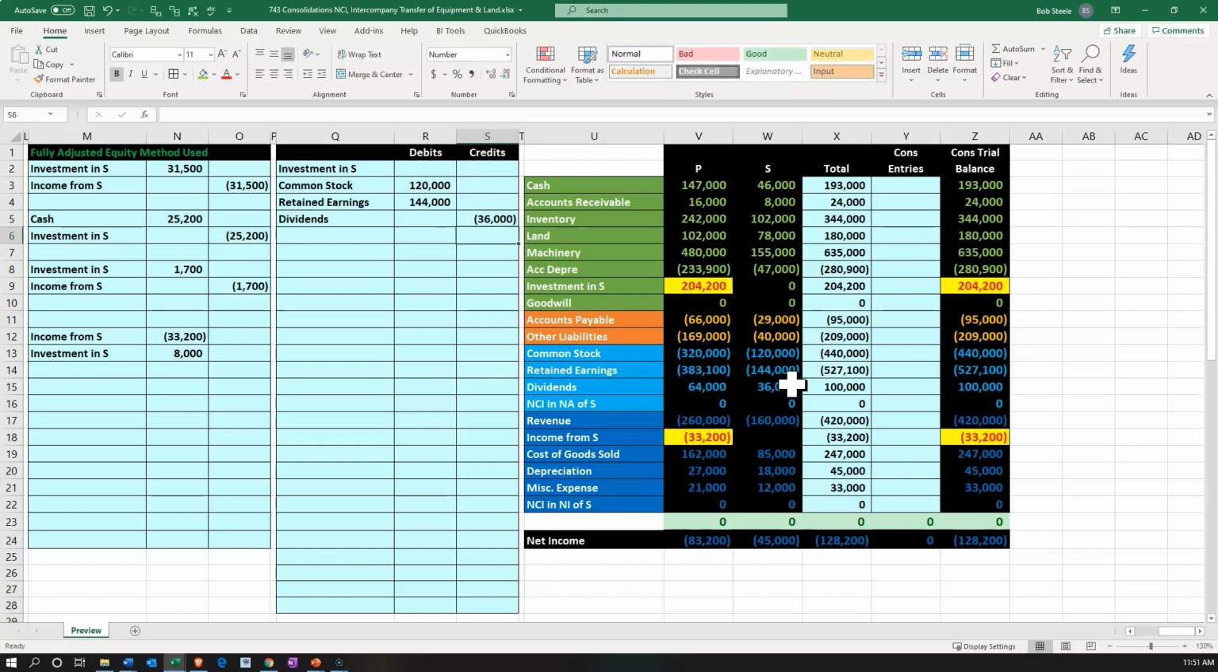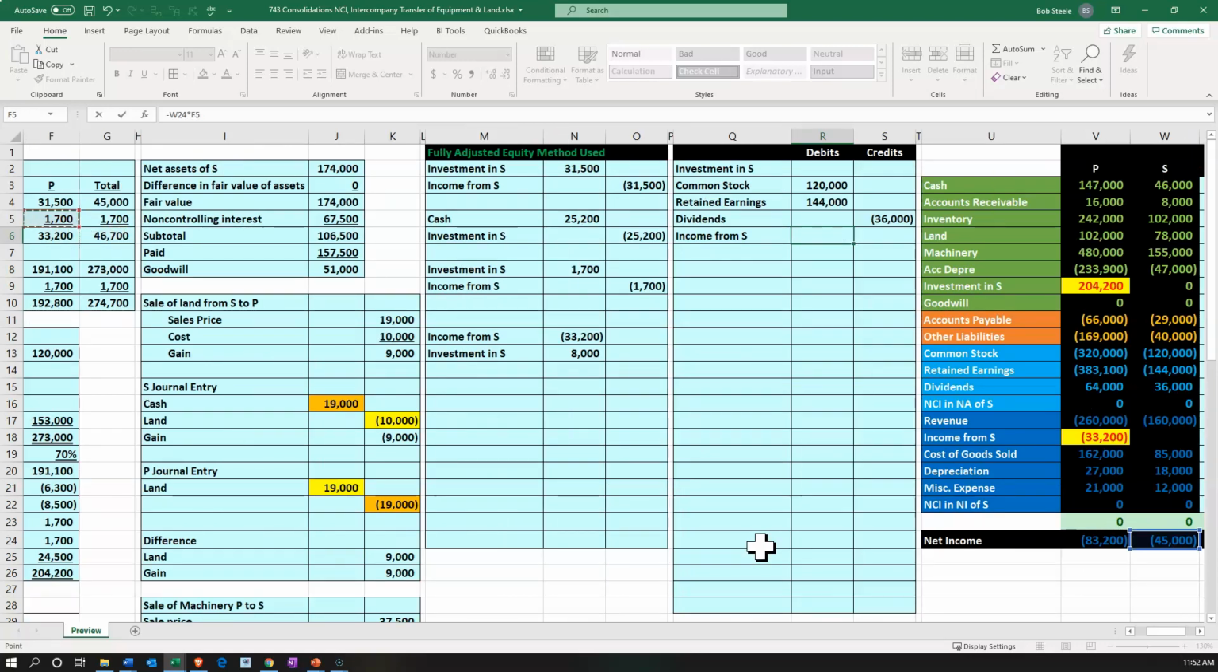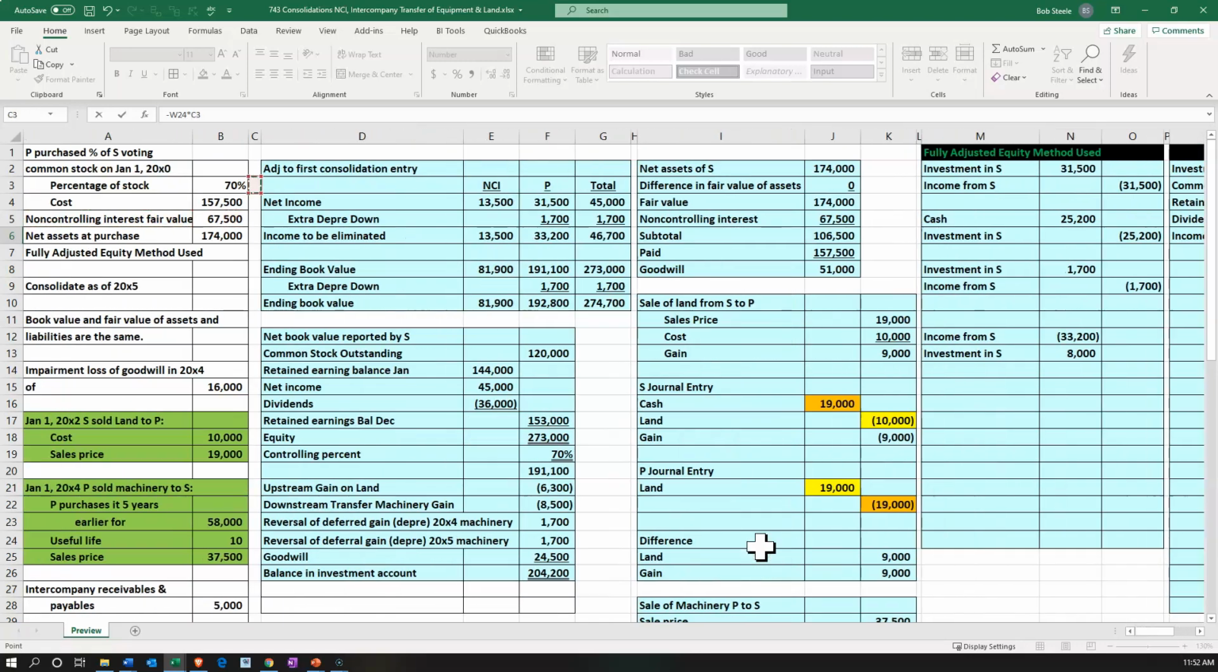That's our standard process. Then the other account that will be affected will be the income account, the income from S. So our normal process here would be to take negative of the net income times our portion, or 70%, P's portion. We're P. We're the parent.